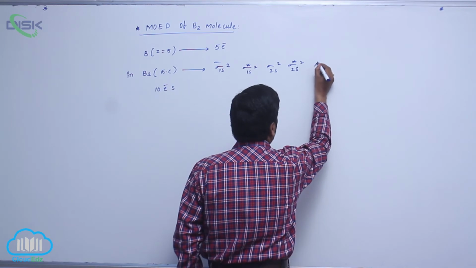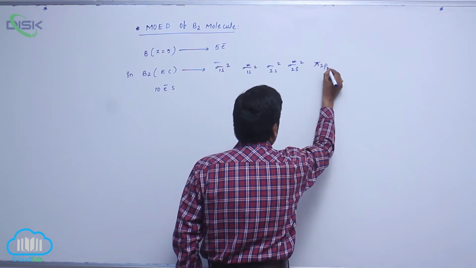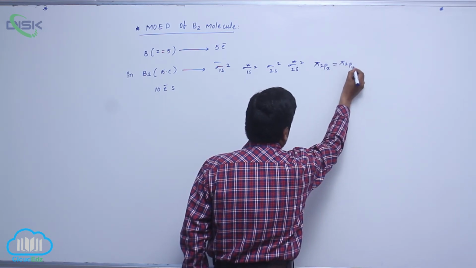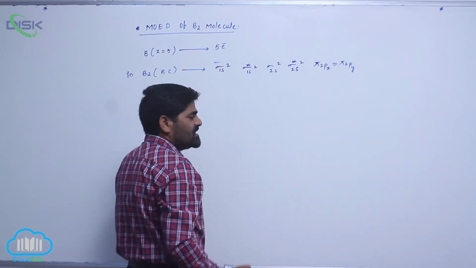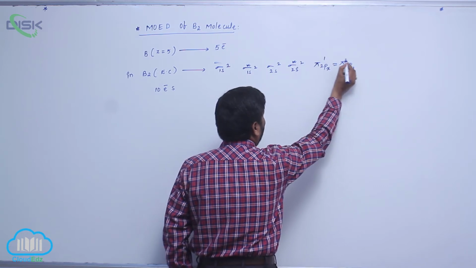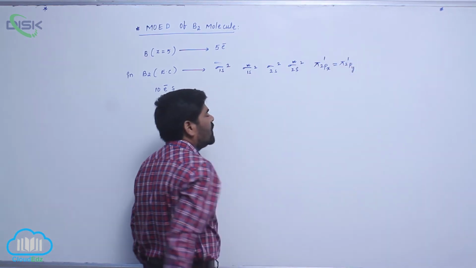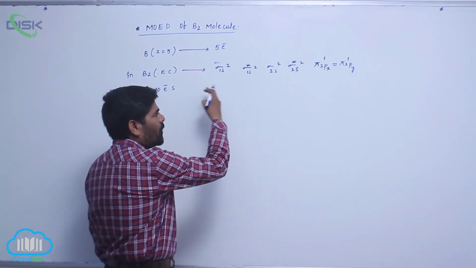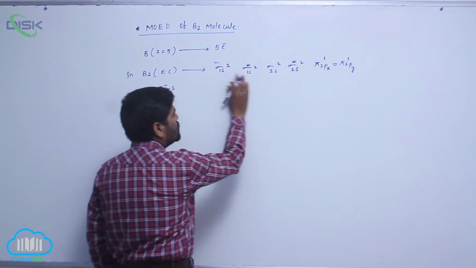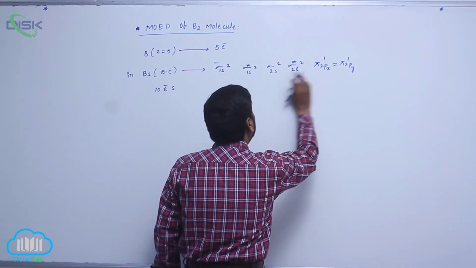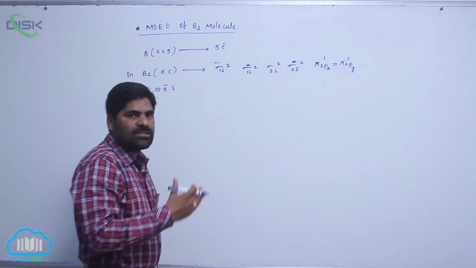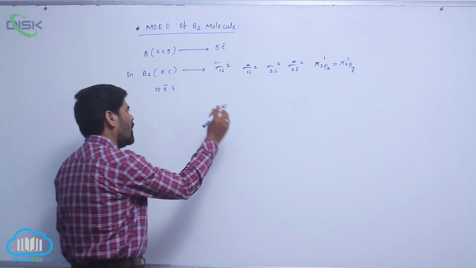Then pi 2px equals to pi 2py. So therefore these two are degenerated orbitals. So therefore the first electron entered into 2px, the second electron entered into which one? 2py. So total how many electrons? 10 electrons in boron molecule. So therefore 1, 2, 3, here is 2 plus 2, 4 electrons, 5, 6. So 6 electrons present in bonding molecular orbital.